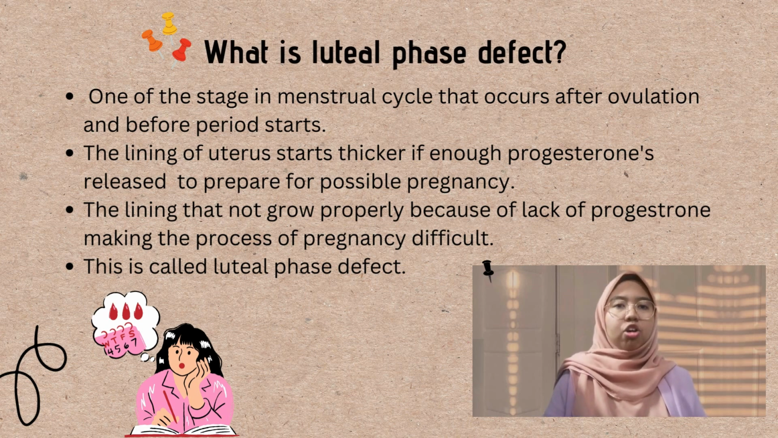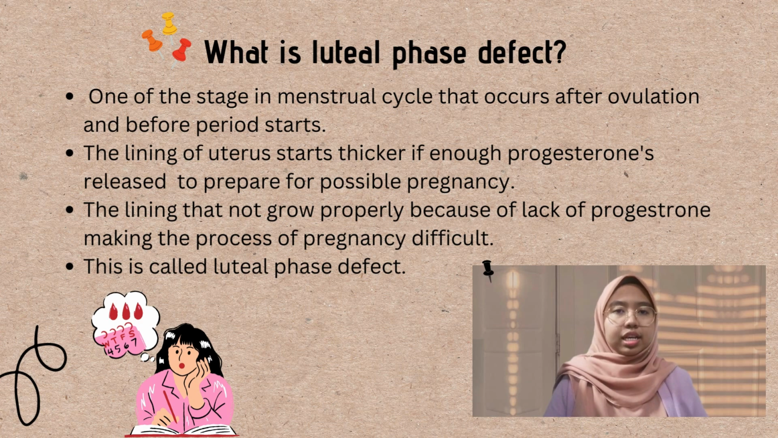Luteal phase is one of the stages in the menstrual cycle that occurs after ovulation and before the period starts. The lining of the uterus grows thicker if enough progesterone is released to prepare for a possible pregnancy. The lining does not grow properly because of a lack of progesterone, making the process of pregnancy difficult. This is called luteal phase defect.